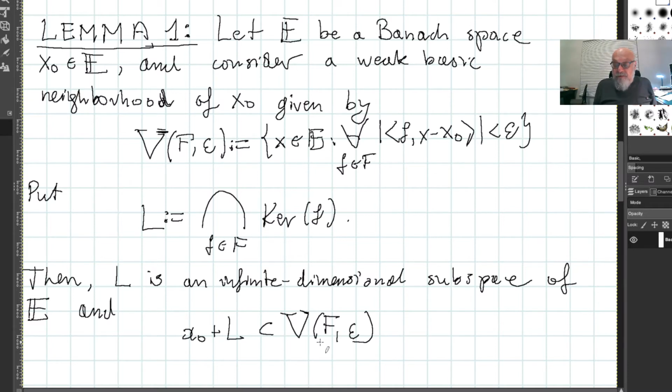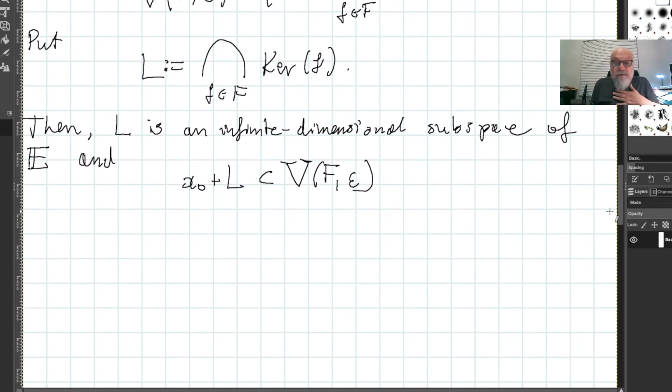Interesting. These weak neighborhoods, they're all unbounded. They contain the subspaces, and not any subspaces. They contain big subspaces, infinite dimensional subspaces, like this, x0 plus L. Those open sets in the weak topologies are really big, unbounded. That's kind of surprising. So let's do the proof.